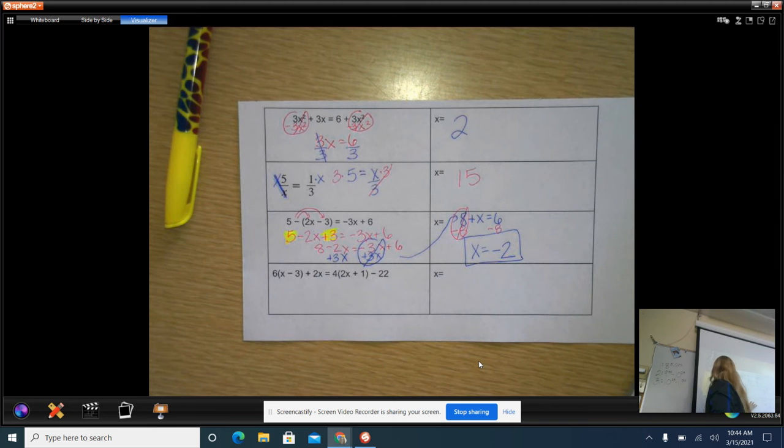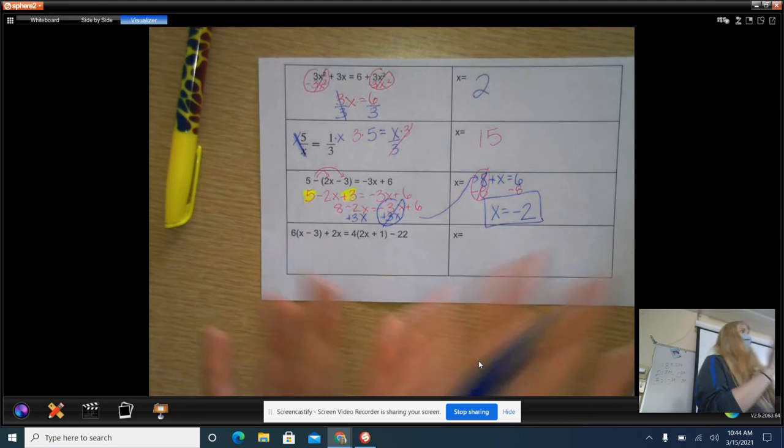And once again, if I plug that in, I have 2 times negative 2 is negative 4. Negative 4 minus 3 is negative 7. 5 minus negative 7 is positive 12. If I plug it in over here, negative 3 times negative 2 is 6, and 6 plus 6 is 12. So 12 is equal to 12. So once again, we verify that we are correct.